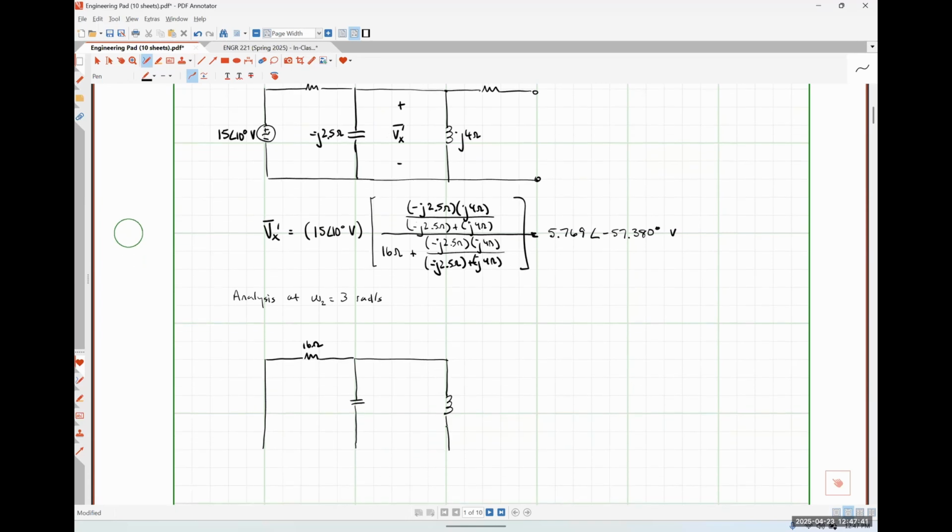So bless you. This guy over here is obviously just going to be a simple J6 ohms. I need to use the calculator for what's going on with the capacitor. So that's 1/5 times 3. So that's going to look like negative J 5/3 of an ohm here.